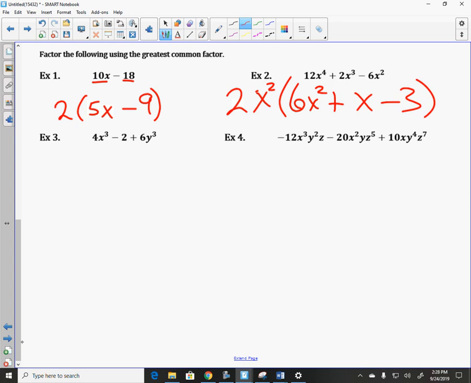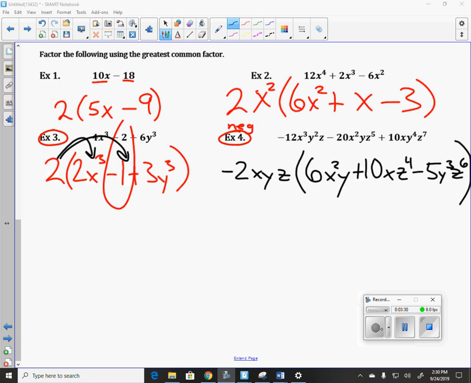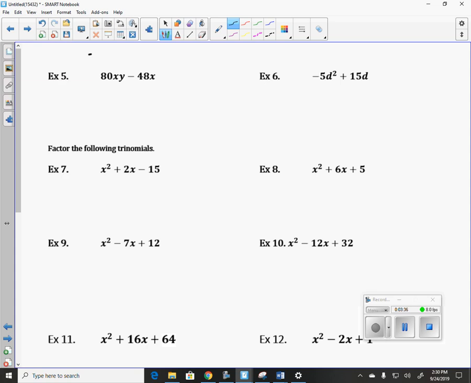What I'd like you to do is try example 3 and 4 on your own. For number 4, please make sure that you also factor out a negative. We say that when the lead term has a negative, you factor out a negative. Try 3 and 4 on your own real quick. Go. That's the greatest common factor option right there. 5 and 6, try those. This one, again, make sure you factor out a negative. Try 5 and 6.